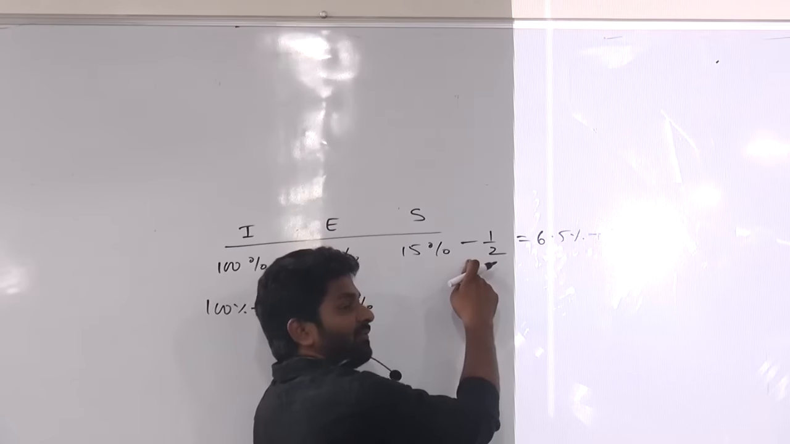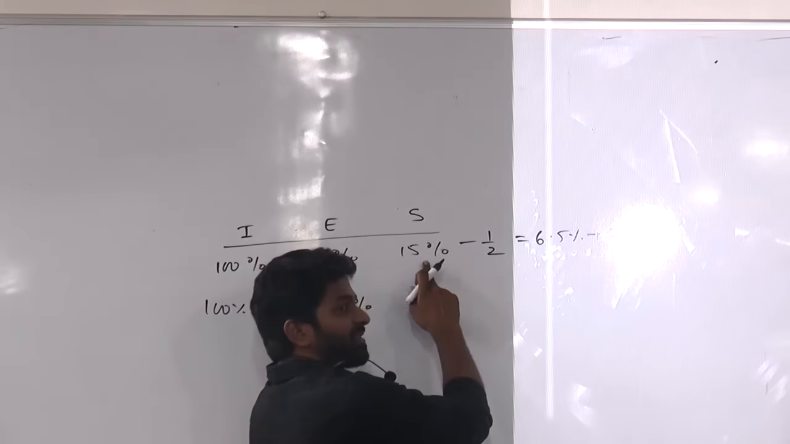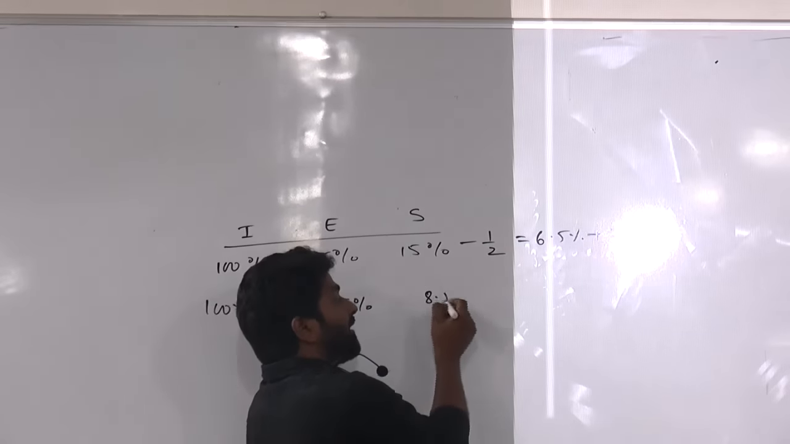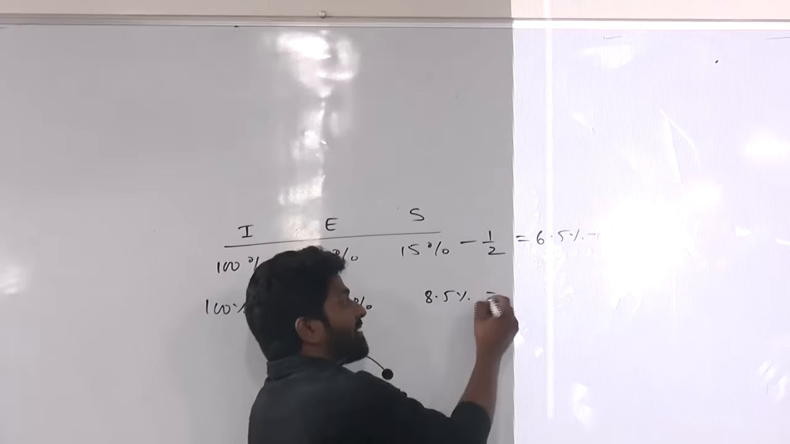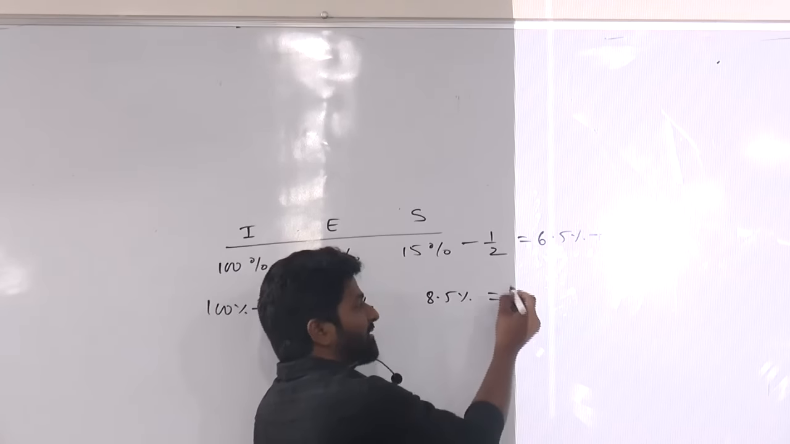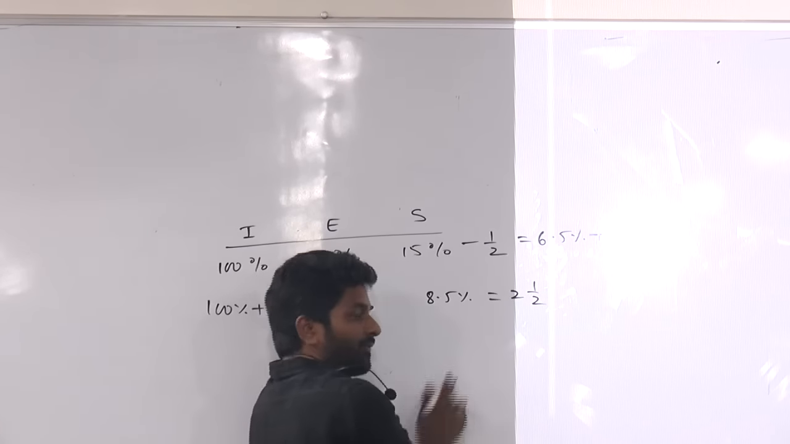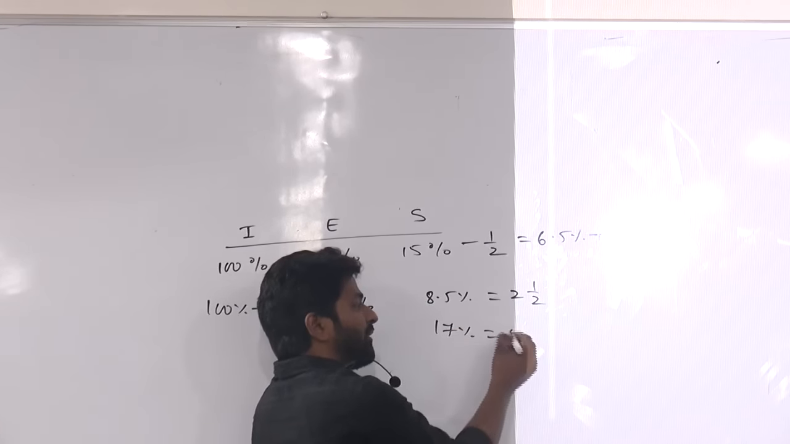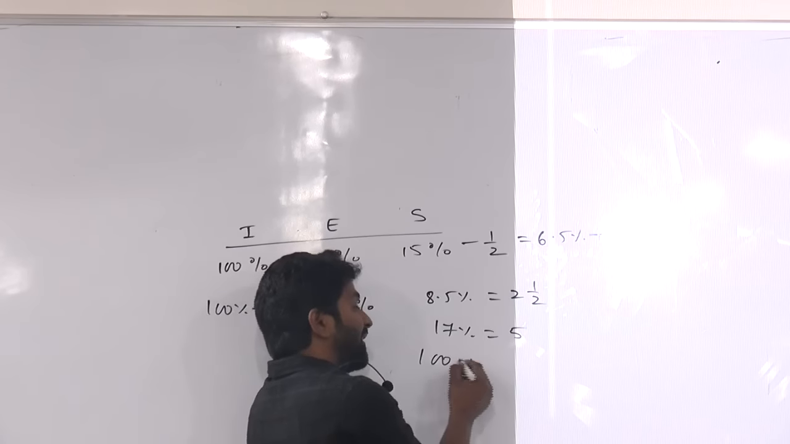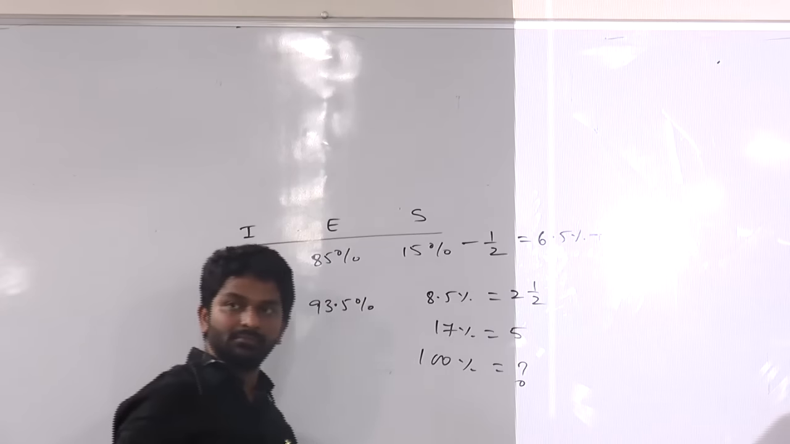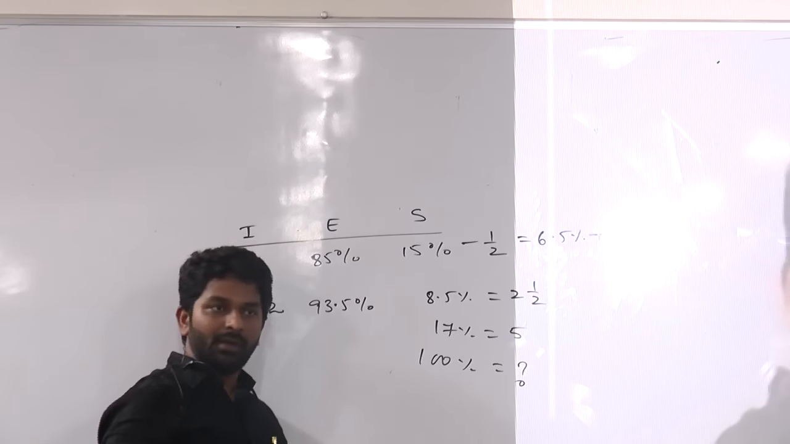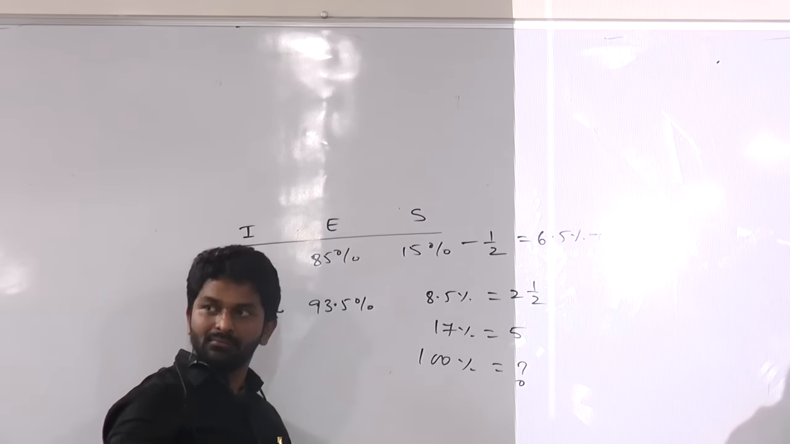Take 6.5 here. Subtract 6.5 from this number. 8.5% is equal to, half goes to the right hand side, that becomes 2.5. 17% is equal to 5. You need to calculate what 100% is. Okay? Clear?